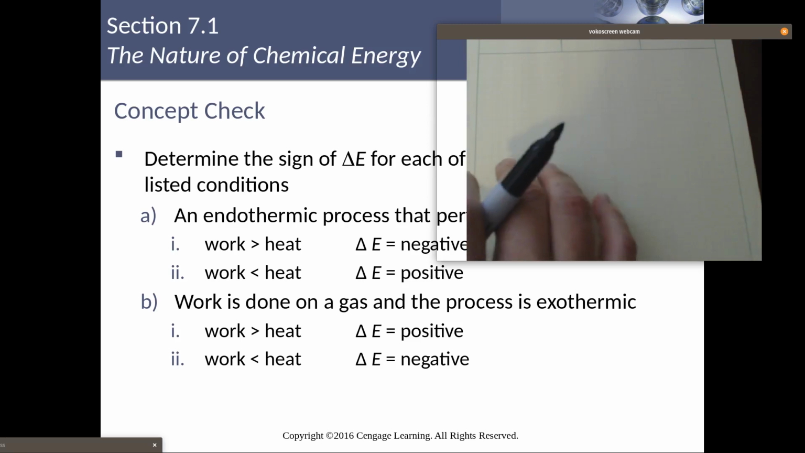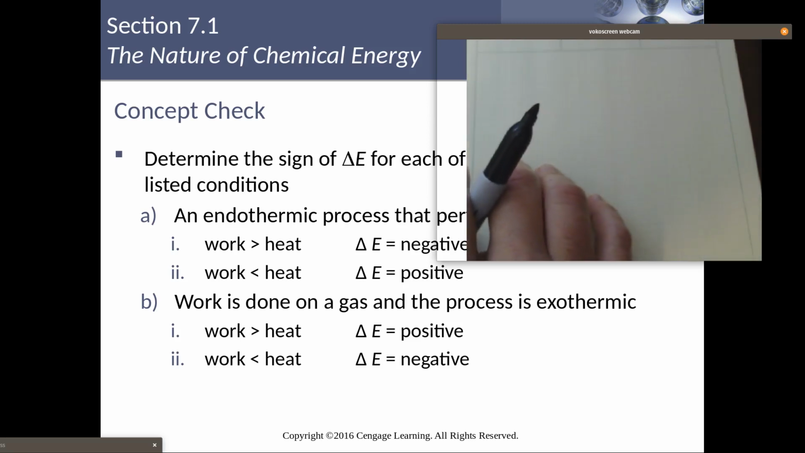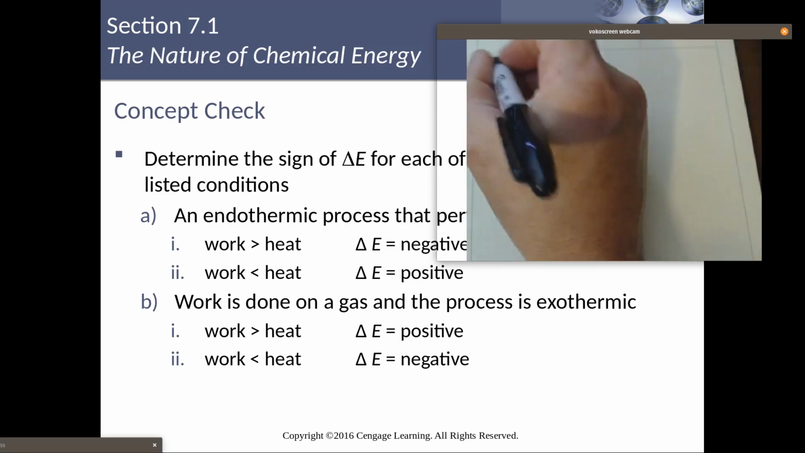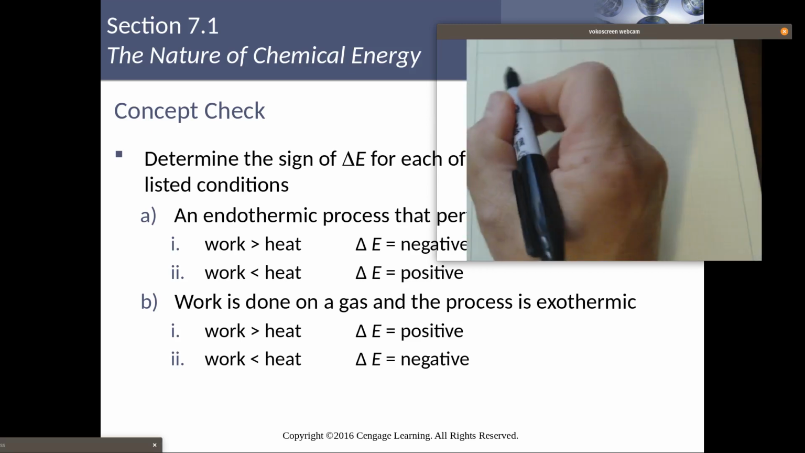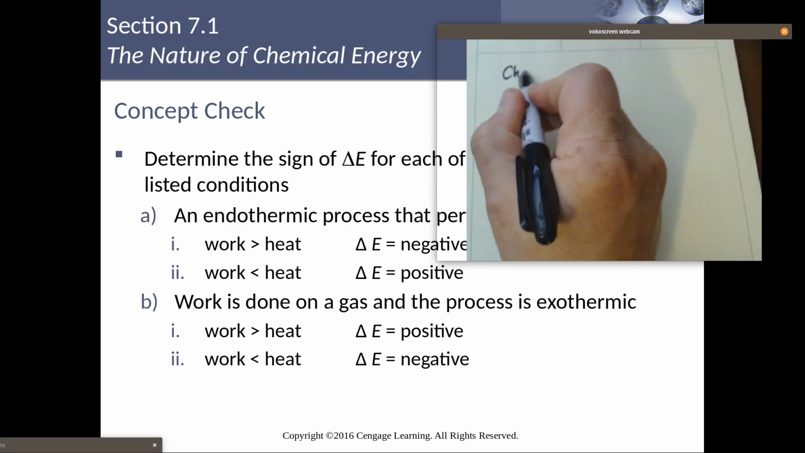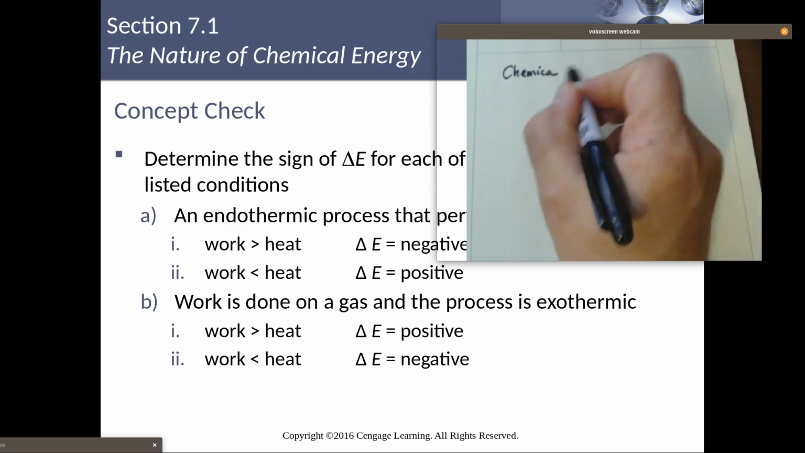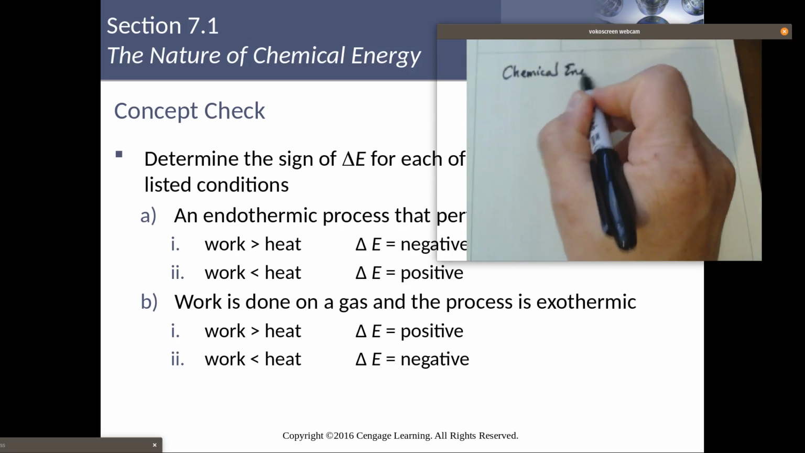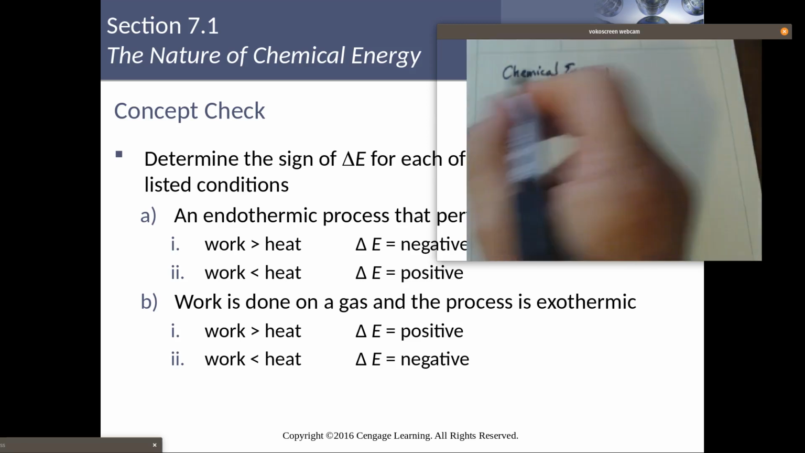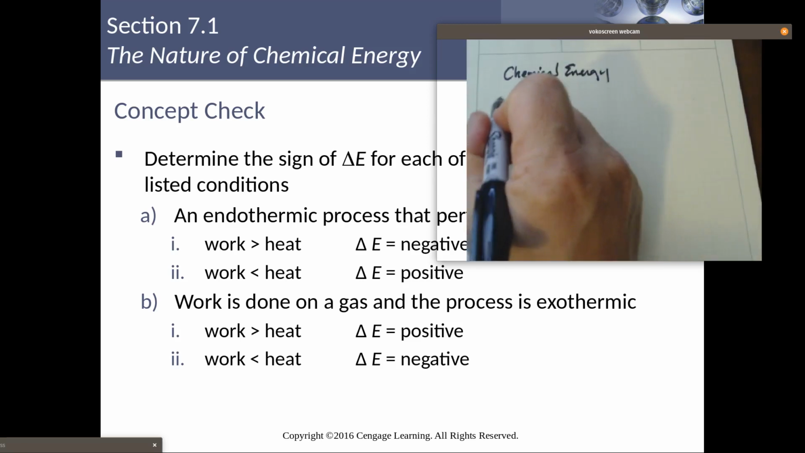So the PowerPoint should be available on Blackboard. You can download it, and I'm going to follow along and annotate it and give you more information. So the key thing that we talked about the last time in chemical thermodynamics, in terms of chemical energy, was the first law of thermodynamics.